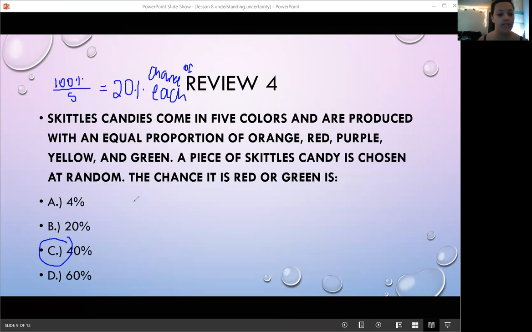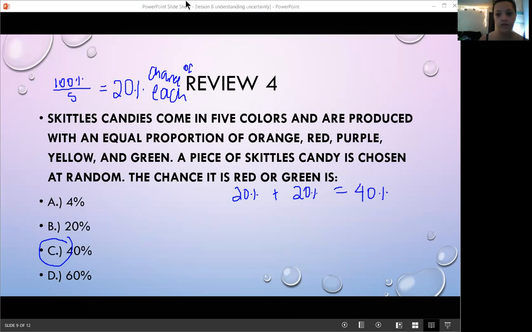And then remember the idea that if they can't happen simultaneously, then we're able to add them together to find the probability that at least one of them happens. So the chance of red or green: red is going to be 20%, and also green is going to be 20% because they're each that. So then all you have to do is add these together to get the probability that it's red or green, and then you're able to get 40% here. That's why your answer is C.